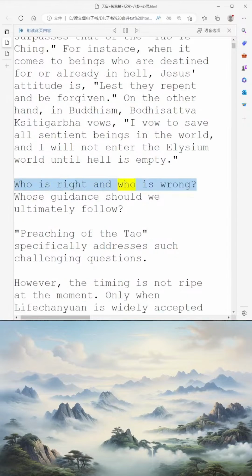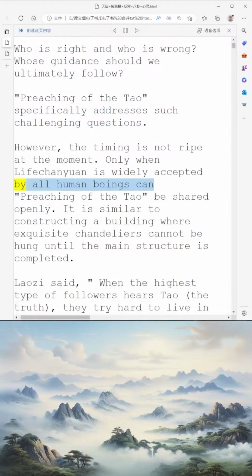Who is right and who is wrong? Whose guidance should we ultimately follow? Preaching of the Tao specifically addresses such challenging questions. However, the timing is not ripe at the moment. Only when Life of Chanyuan is widely accepted by all human beings can preaching of the Tao be shared openly. It is similar to constructing a building where exquisite chandeliers cannot be hung until the main structure is completed.